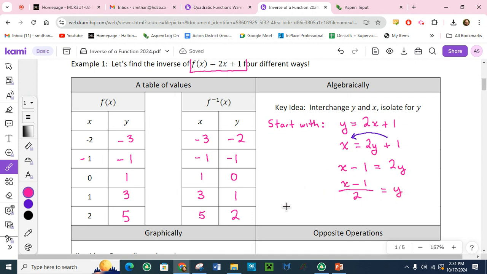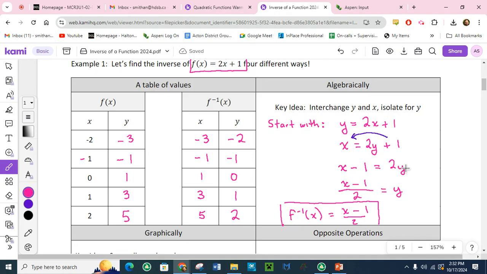This is the inverse function. We'll wrap this up by saying the inverse function is x minus 1 over 2. And I'll put a little mini box around it. Now, that's not so bad. That's just rearranging a linear equation.